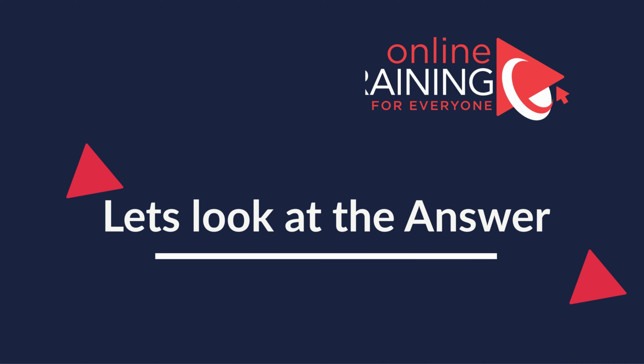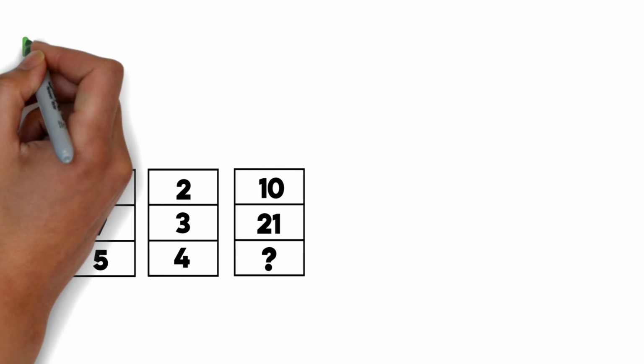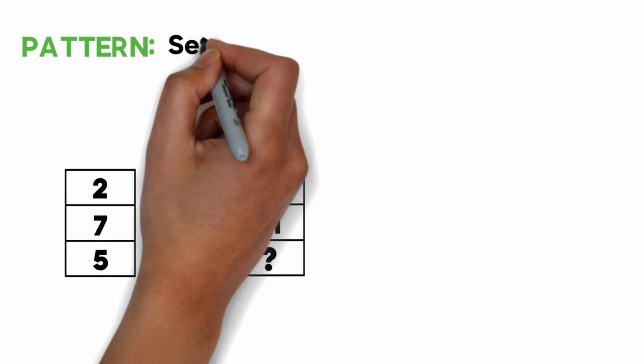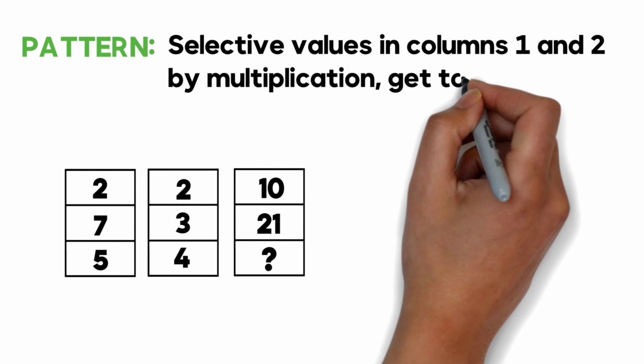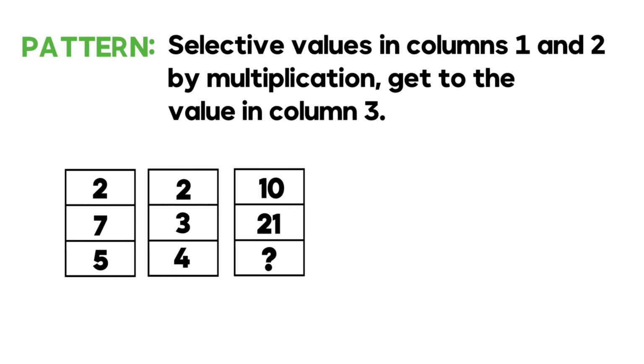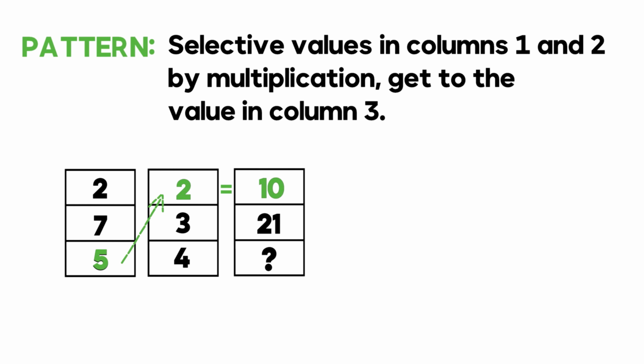Let's continue to see how we can get to the correct solution together. The most important skill to solve these types of problems is pattern recognition skill. To recognize the pattern, you need to look closely into each column. Selective values in columns 1 and 2 by multiplication get to the value in column 3, and this is our pattern. Let's take a closer look at the values that are already present. If we multiply 5 by 2, we get to the value of 10.